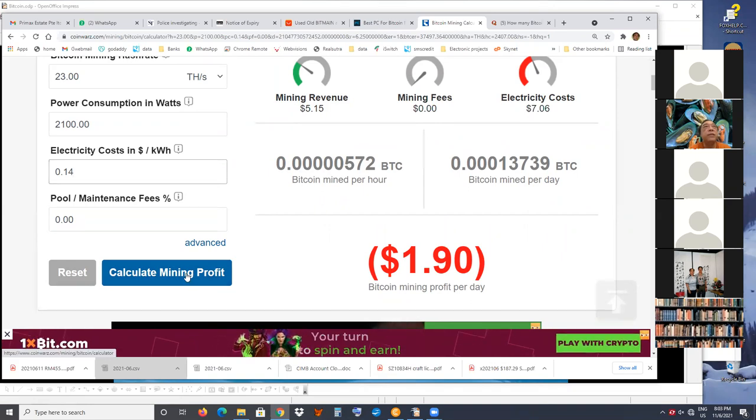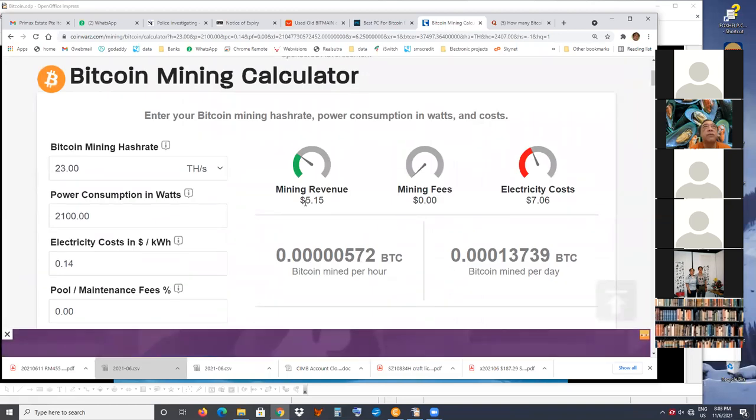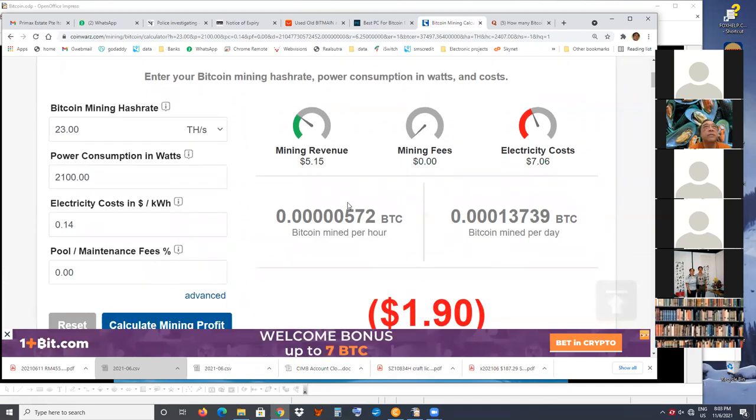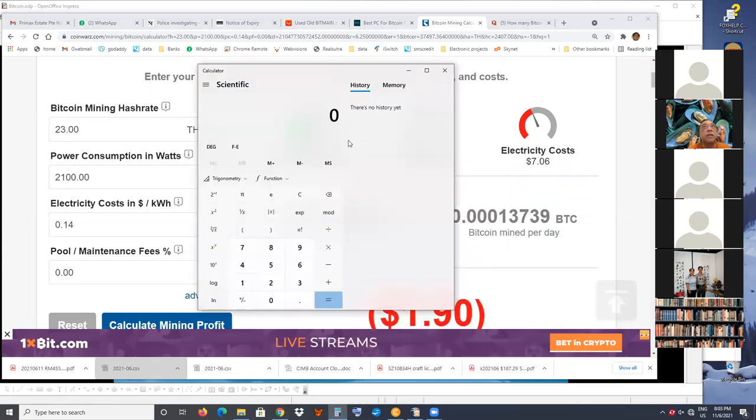Okay, and then when you click this, they tell you what the revenue is. So you earn $5. But that's per hour... no, not per hour, I think per day. So this one is a kilowatt hour, 14 cents is the electricity cost, you can calculate. Because here they didn't tell you how much you earn, I think it's per day. So, 14 cents times 24 hours.